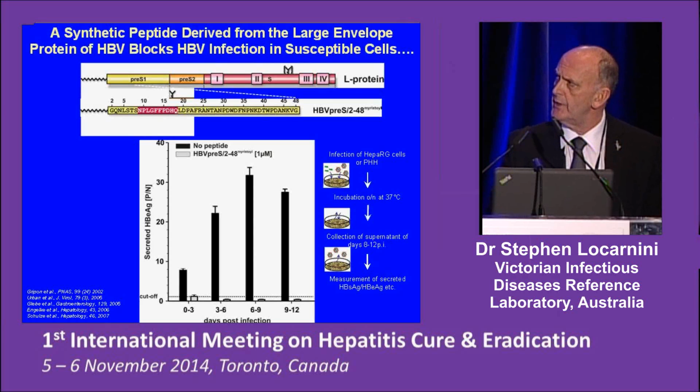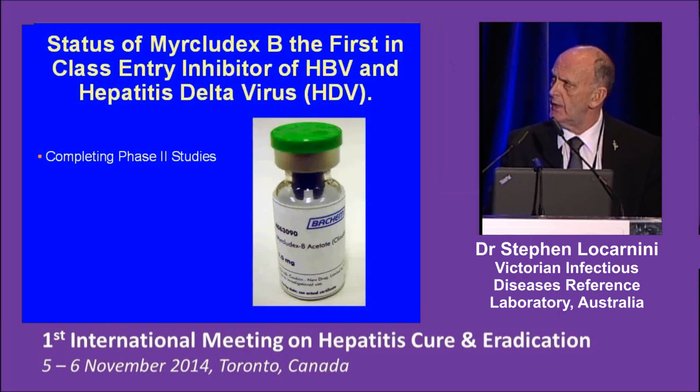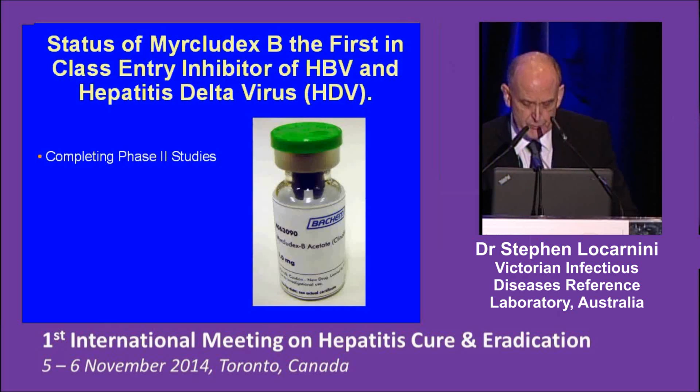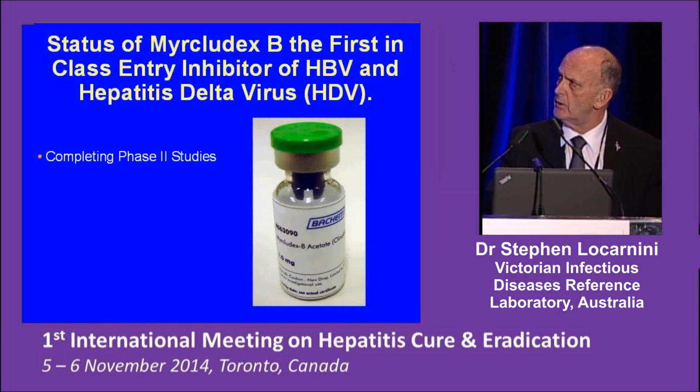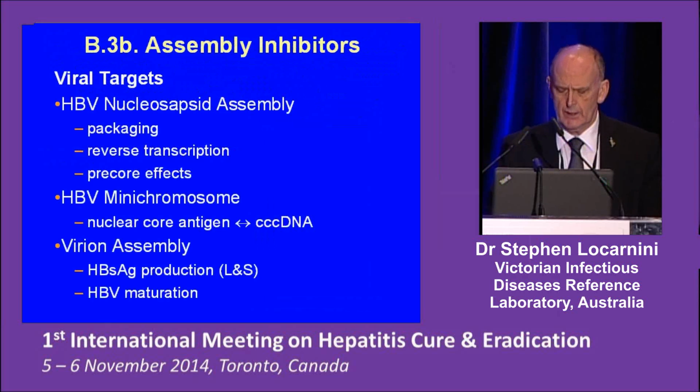And so shown for you here are some mouse model studies done with Maura Dandri's group, showing how effective Myrcludex B is in certainly inhibiting HBV and Delta replication. And as you've heard today, Myrcludex B, the first entry inhibitor in hepatitis B and Delta, is completing phase 2 at the moment. Now, I'll just finish off with assembly inhibitors.